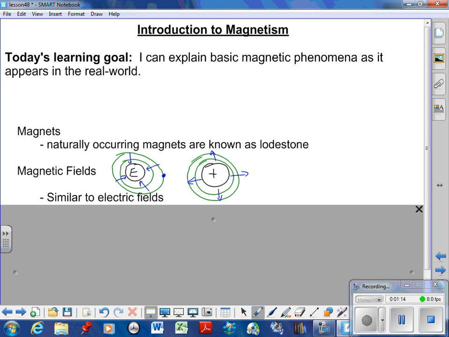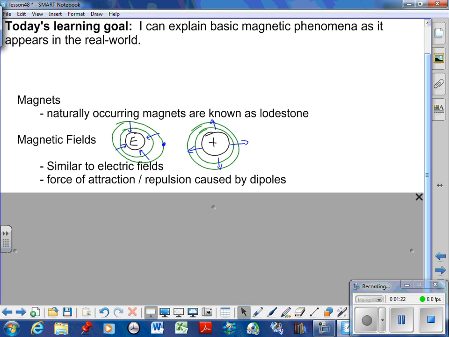Now we're heading into magnetic fields. Same idea. It's the same as electric fields, the same as gravitational fields. We're looking at force at a distance again. The force of attraction or repulsion is caused by dipoles. They don't have a positive and a negative. They have a north and a south pole, and because there are two poles, we call them dipoles.